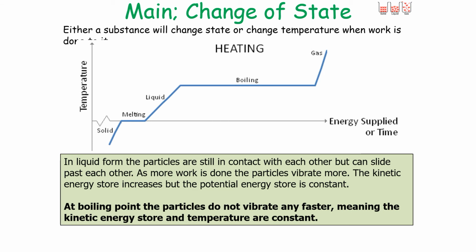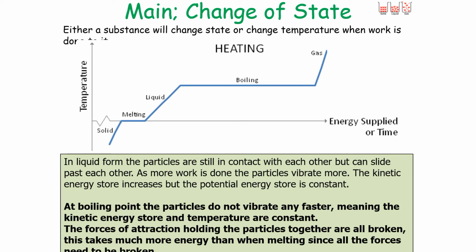At boiling point, what do we know? Well, in the liquid form, the particles are still in contact with each other but can slide past each other. As more work is done, the particles vibrate more, so the kinetic energy store increases but the potential energy store remains constant. At boiling point, the particles do not vibrate any faster, meaning that the kinetic energy store and the temperature are constant, but the forces of attraction holding the particles together are broken, which takes more energy than when melting, since all of the forces are broken as opposed to just being weakened.